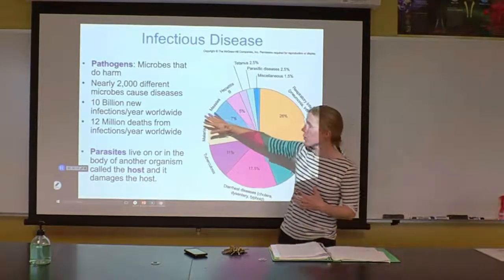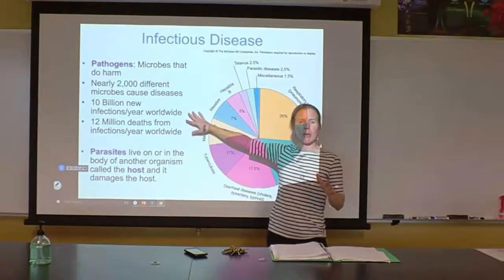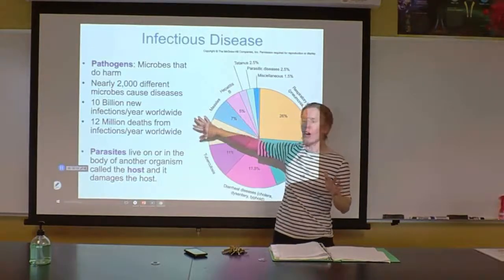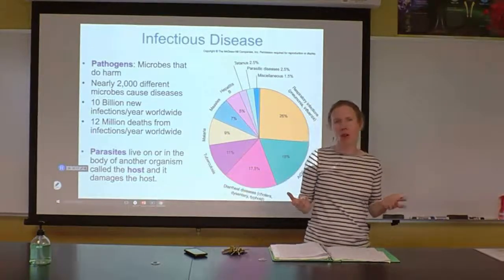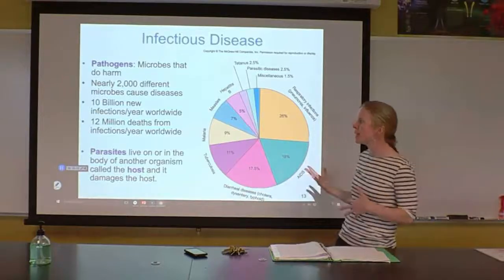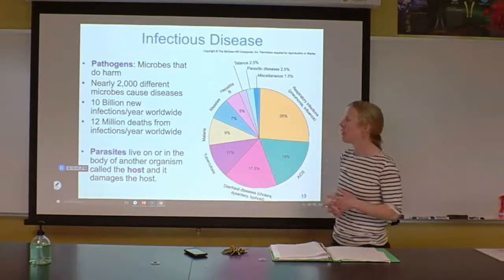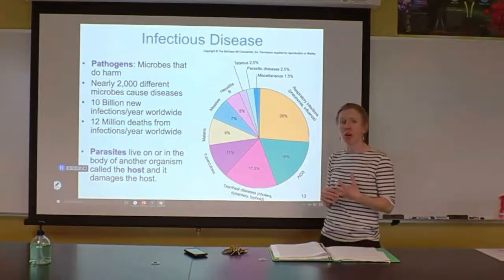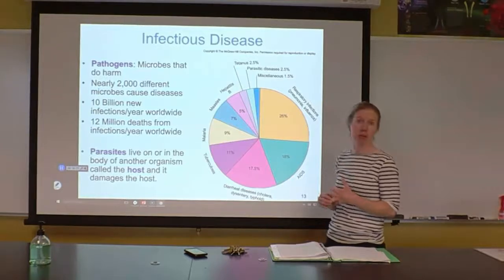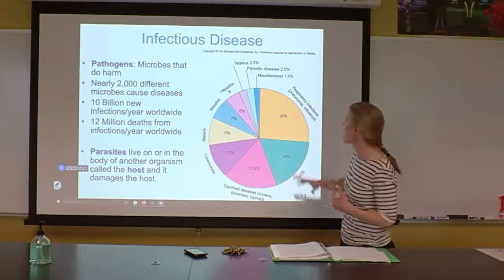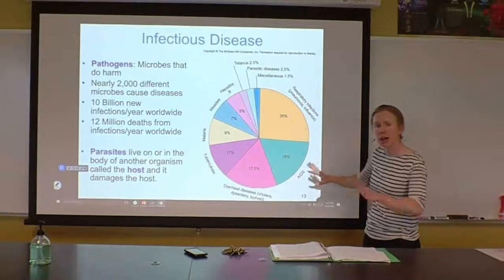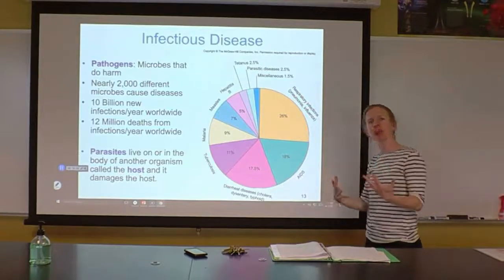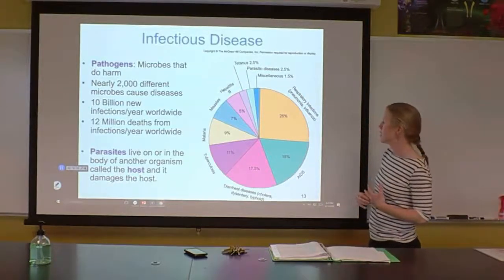And these numbers shouldn't be that surprising, right? If we have 9 billion people on Earth, think about it. We've all had a cold like every year, right? So it's not surprising that there'd be 10 billion infections or 12 million deaths a year from infections. This is kind of a breakdown, again, not to memorize, but to understand where those illnesses fall.